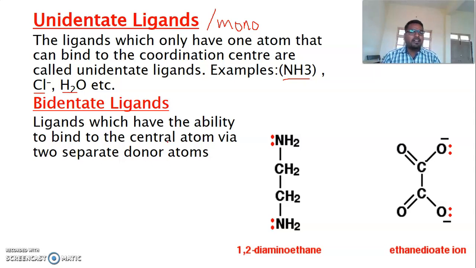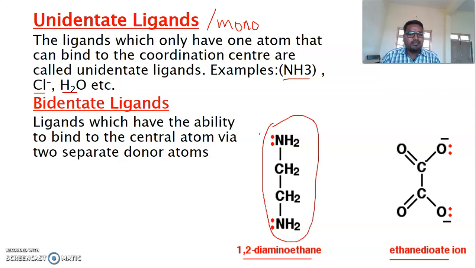Next, bidentate ligand. These ligands donate two pairs of electrons, and they form two single covalent bonds with the central metal ion. That's why these are called bidentate ligands. The best examples for bidentate ligand are 1,2-diaminoethane and the ethanedioate ion. Another example is oxalate, carbonate, and dimethylglyoximate. These are all examples of bidentate ligands.